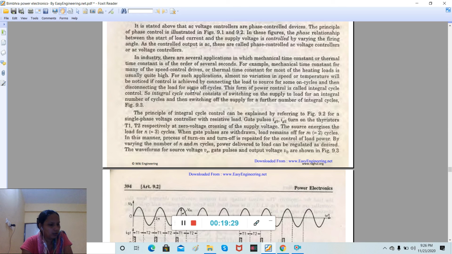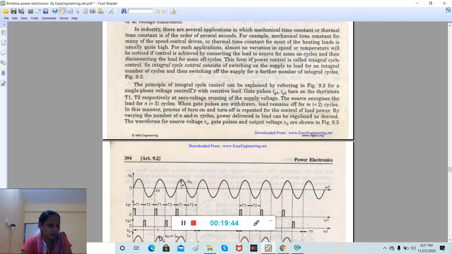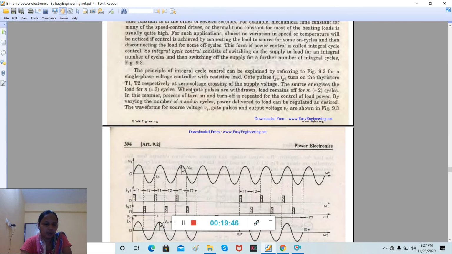Integral cycle control consists of switching on the supply to the load for an integer number of cycles, and then switching off the supply for a further number of integral cycles. The principle of integral cycle control can be explained by referring to the full wave AC voltage control circuit diagram.